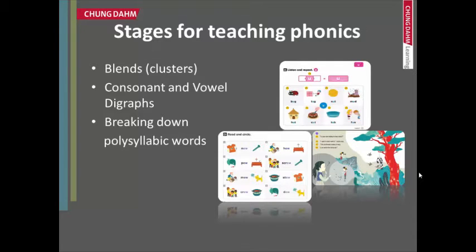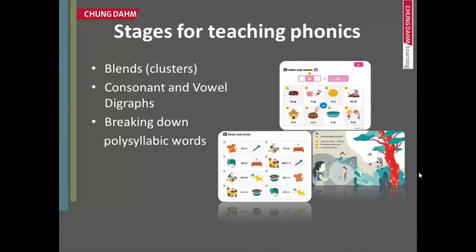After we finish teaching the long vowels, we move on to blends. Blends are also known as consonant clusters. For example, in the word strength, the first three consonants are considered a consonant cluster. The s, t, r, str-ength, those first three sounds are considered a blend.